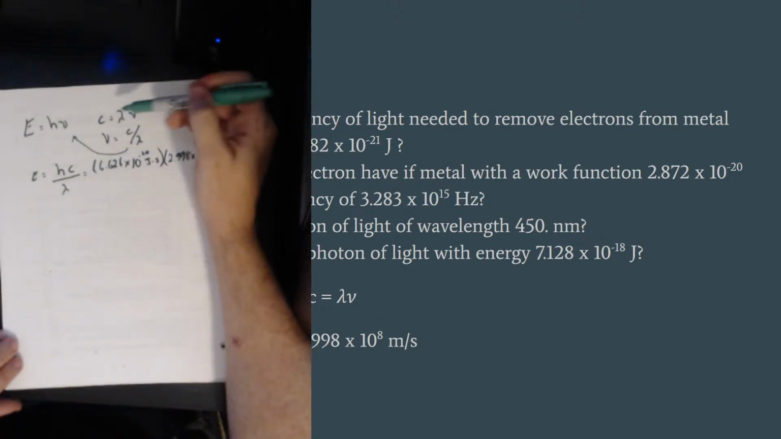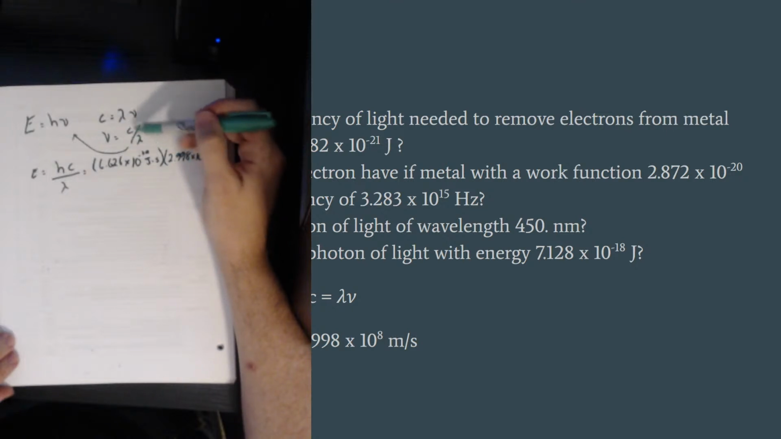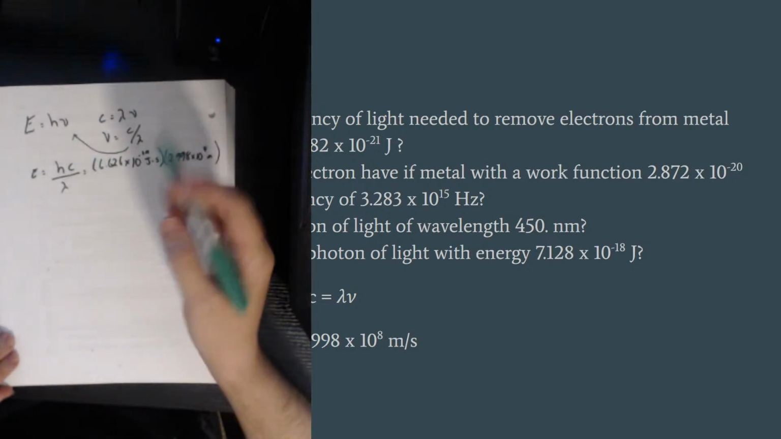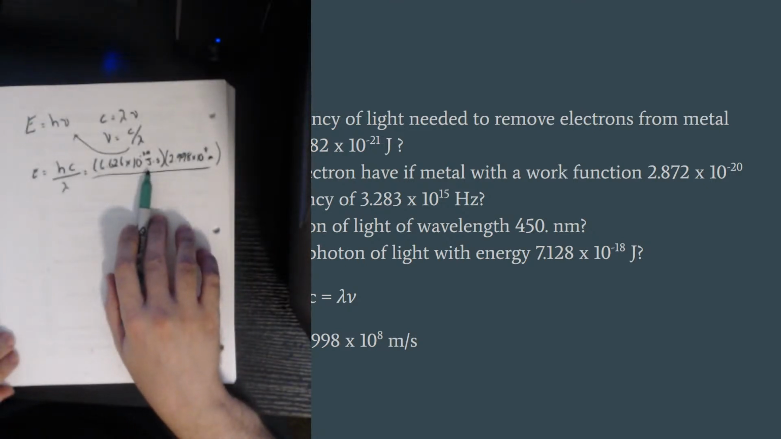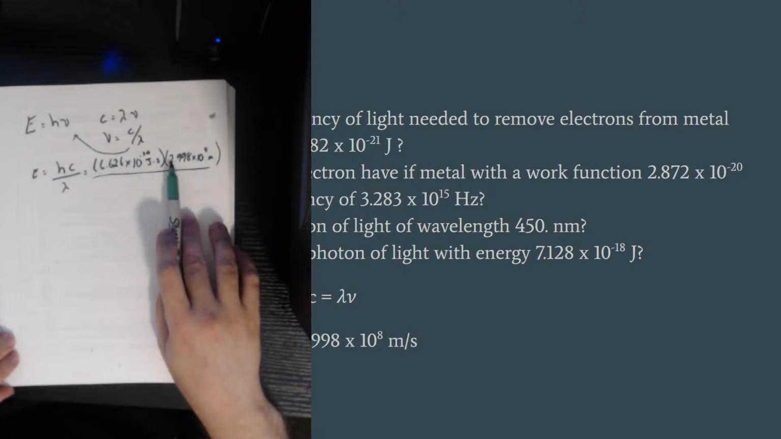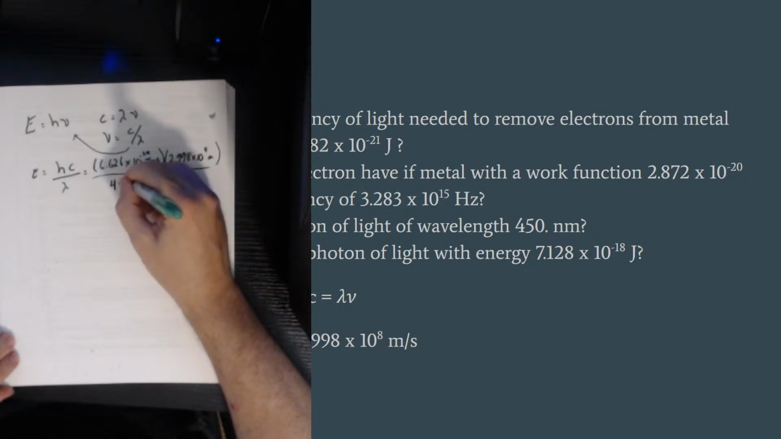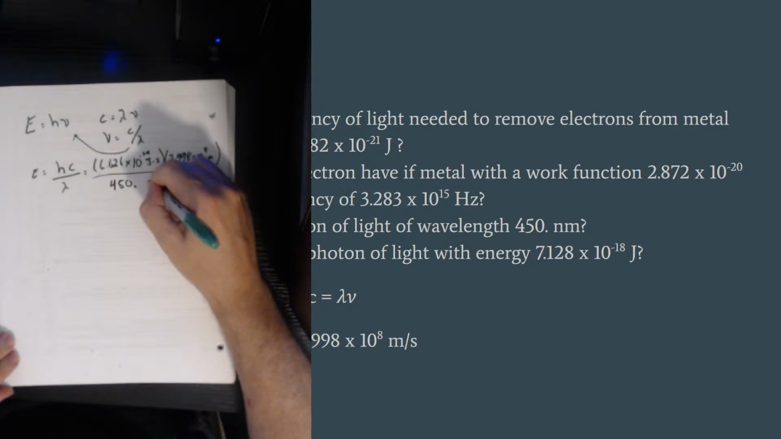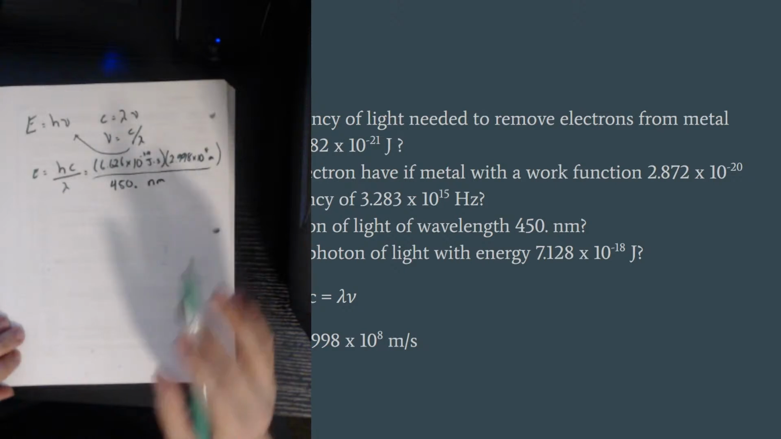So c equals lambda nu, meaning you rearrange that, nu equals c over lambda, and then we can plug c over lambda in for nu up here, so E equals hc over lambda. I'm sorry about that. Now we start plugging in our numbers. h is 6.626 times 10 to the negative 34th joule seconds. c is 2.998 times 10 to the 8th meters, and then our wavelength is 450 nanometers. All right, so our numbers all need to line up or it doesn't work.